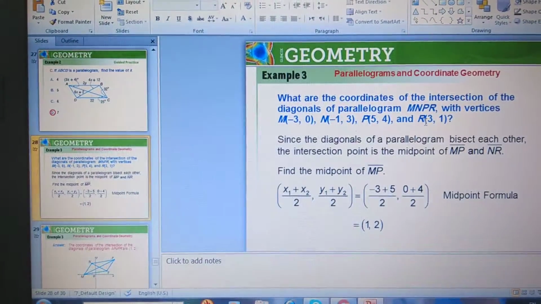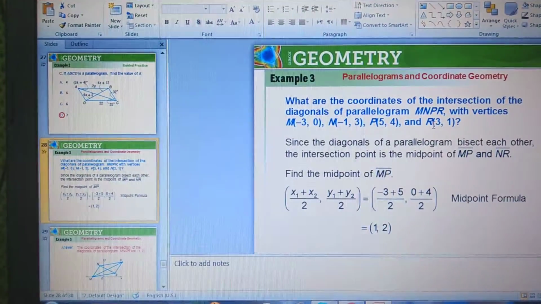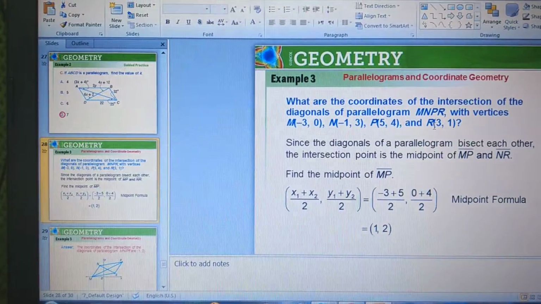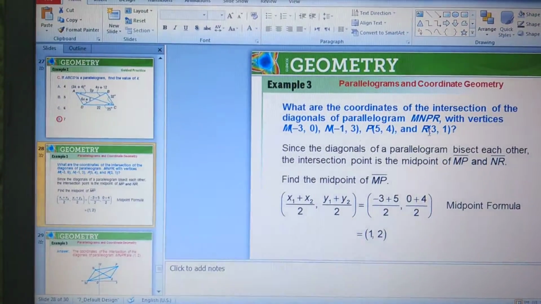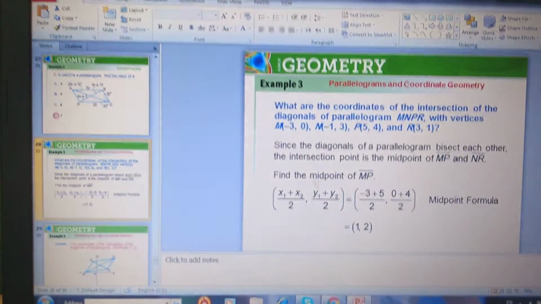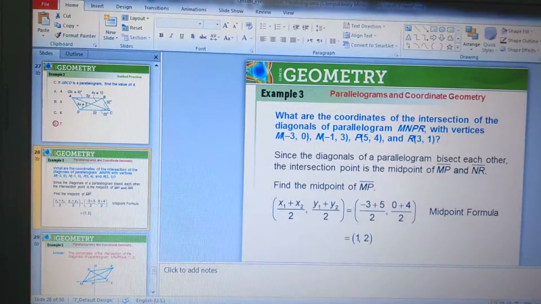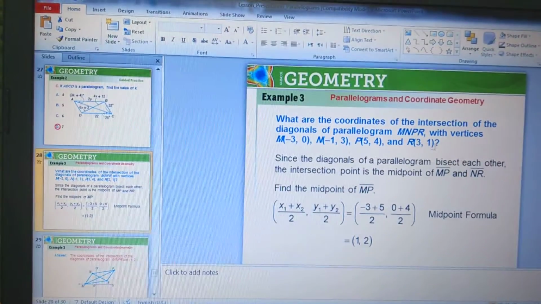Then how do I find the point of intersection? I only use the rule of midpoint for one of the two diagonals. You have two diagonals, choose any one of them and use the rule of midpoint. Look at this example. What are the coordinates of the intersection of the diagonals of parallelogram MNPR with vertices M(-3, 0), N(-1, 3), P(5, 4) and R(3, 1)?